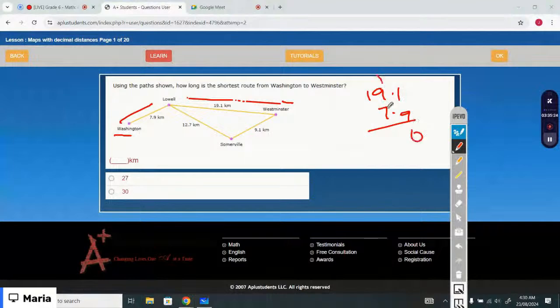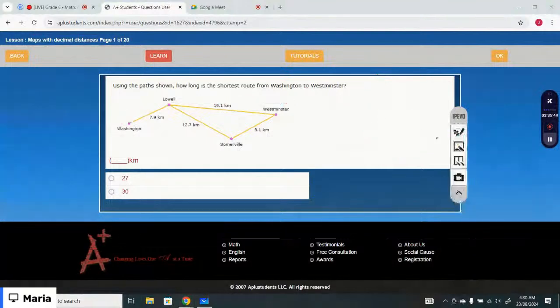9 and 1 is 10, 9 and 1 is 10, and 7 is 17, and 2 is 27. And the other way is you can start from Washington, go to Lowell, then Somerville, and then Westminster, right? So obviously the other one is the larger one. You have to find the shortest distance. So that is 27. Option number 1 is the correct option. Got it? The correct option is option number 1.